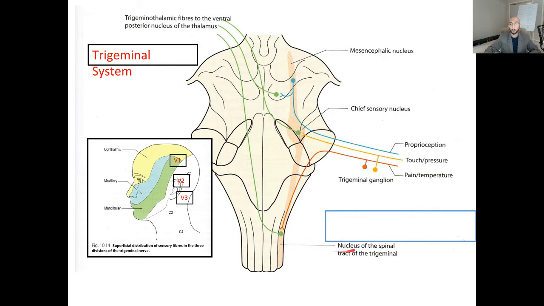Okay? So, just recap real quick. We went from the face, in, down the same side, to the nucleus, on the same side. Then, down here in the medulla, after the nucleus, we cross over and make the journey up the contralateral side, so the side opposite the stimulus, up to the thalamus.